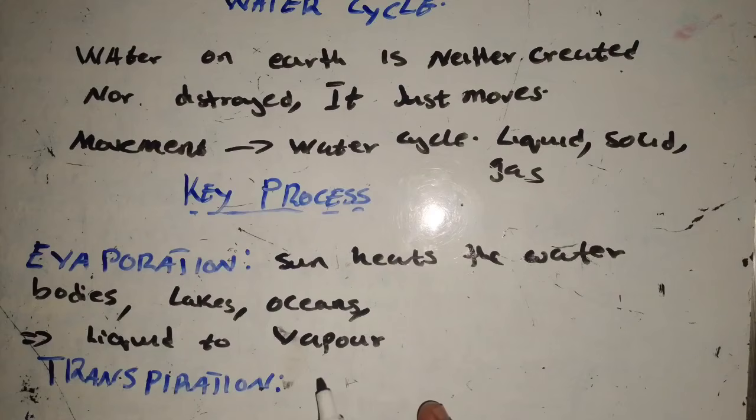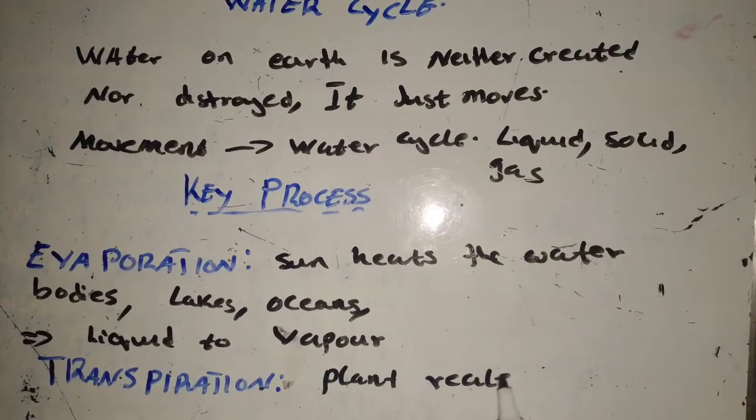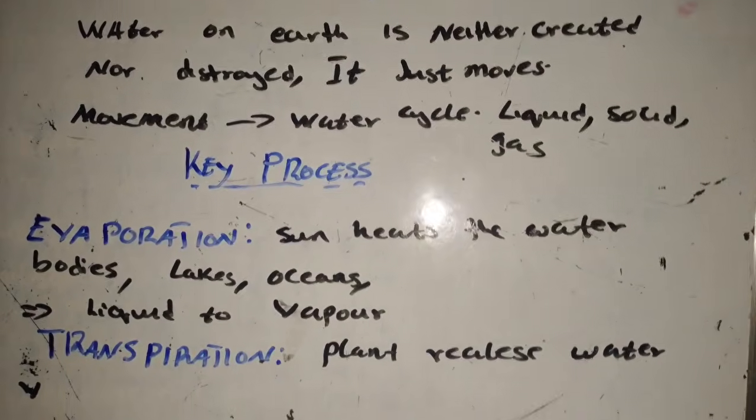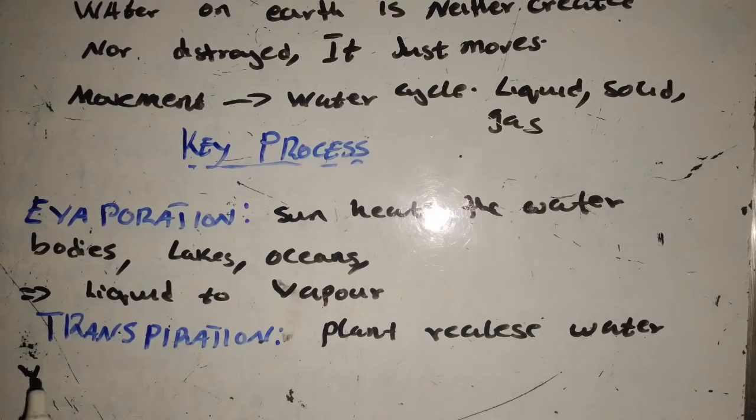So you should know that plants release water vapor from the leaves. Okay, so this is what happens during transpiration. The plant will release the water in the form of vapor through the leaves.